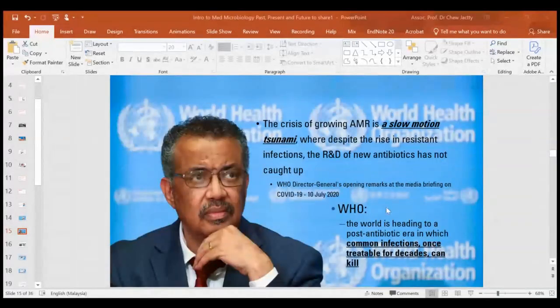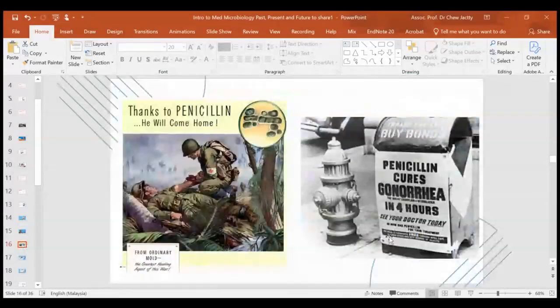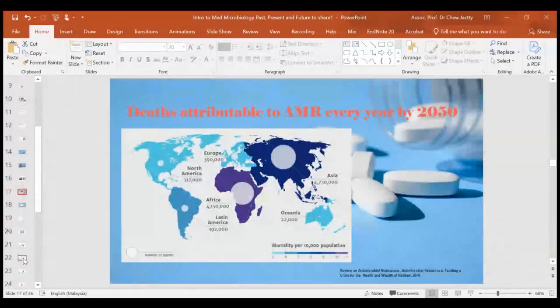And WHO has already said that the world is heading to a post-antibiotic era in which common infections, once treatable for decades, are now killing us. When antibiotics were first launched many years ago, in the 1960s, these are some of the things that the posters said. Thanks to penicillin, you will now come home. Penicillin cures gonorrhea in 4 hours. These are no longer that true because a lot of the microbes are now resistant against antimicrobials.